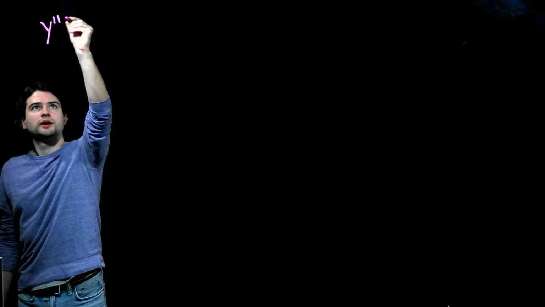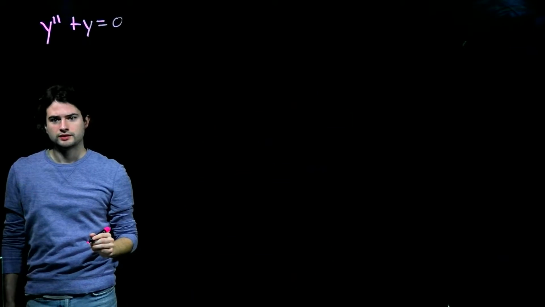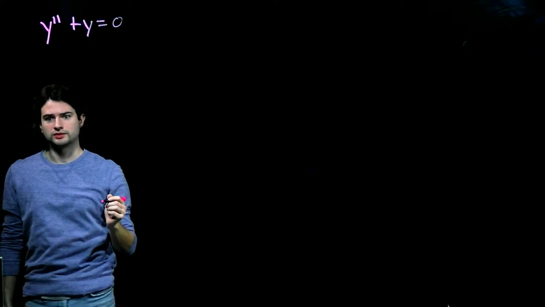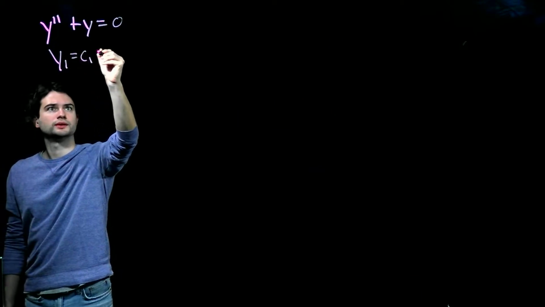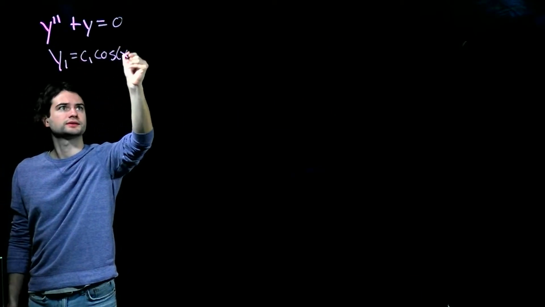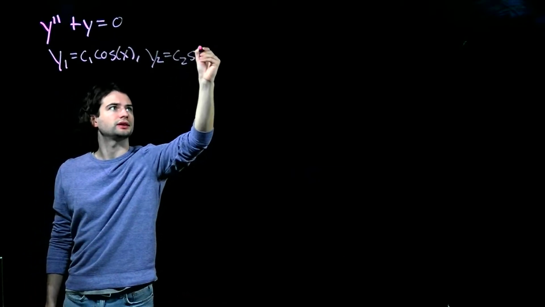Consider the differential equation y double prime plus y is equal to 0. So we know that there are two solutions to this equation. y1 is equal to c1 cosine of x, and y2 is equal to c2 sine of x.